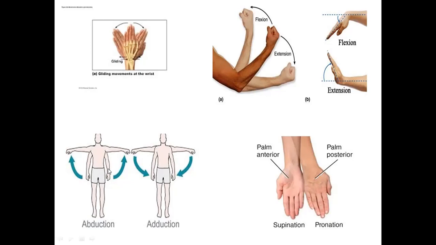In abduction, normal hand in the normal anatomical position, this is now in this position away from the median plane. When the part is moved away from the median plane, this is called the abduction. When the part is moved toward the median plane, this is called the adduction.